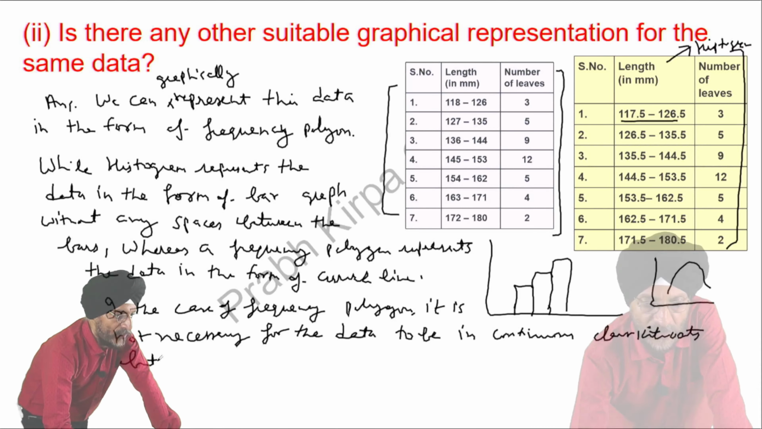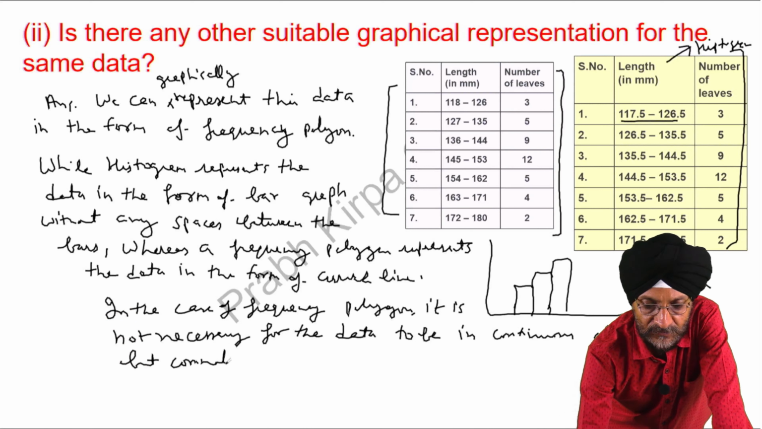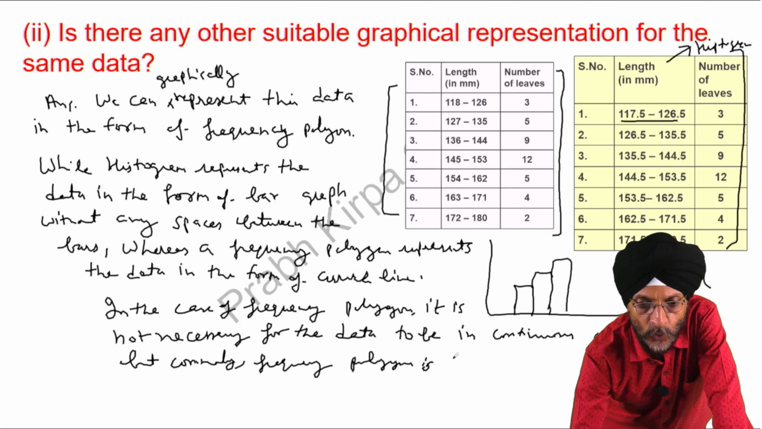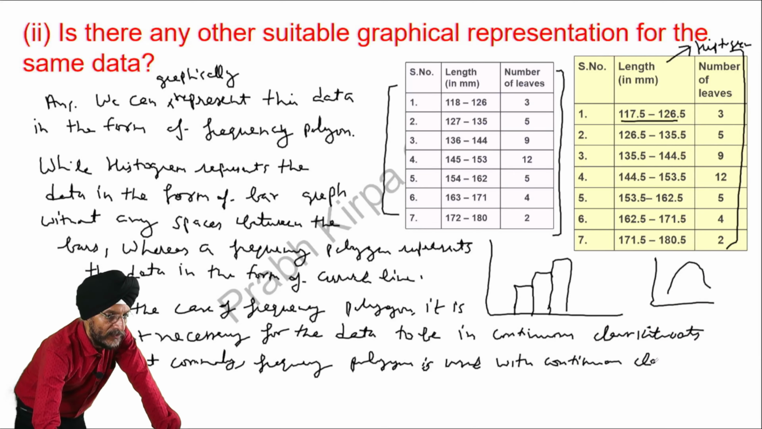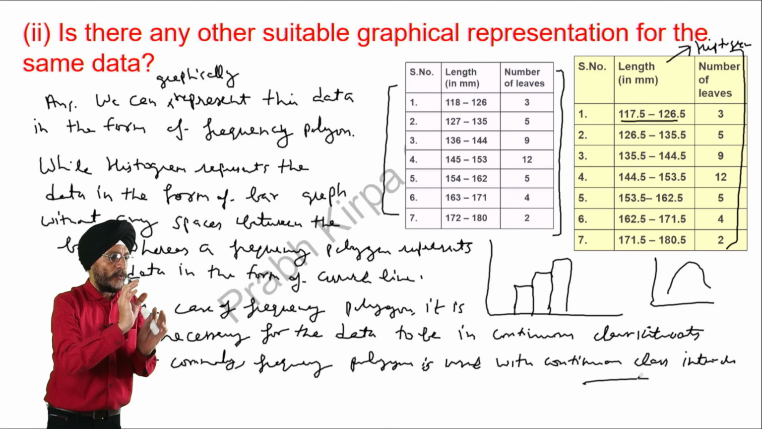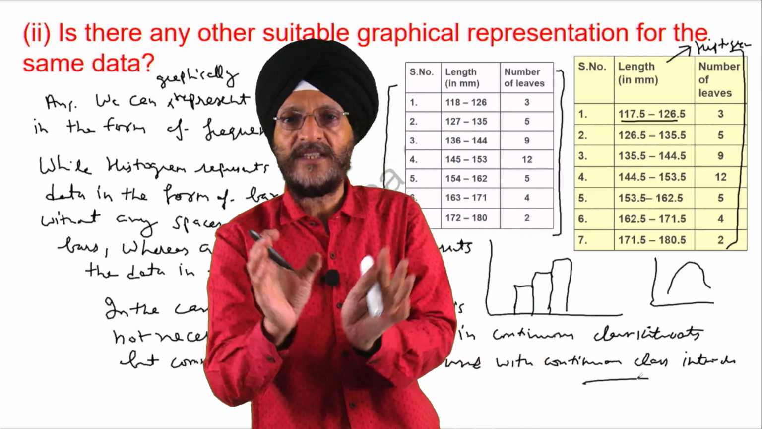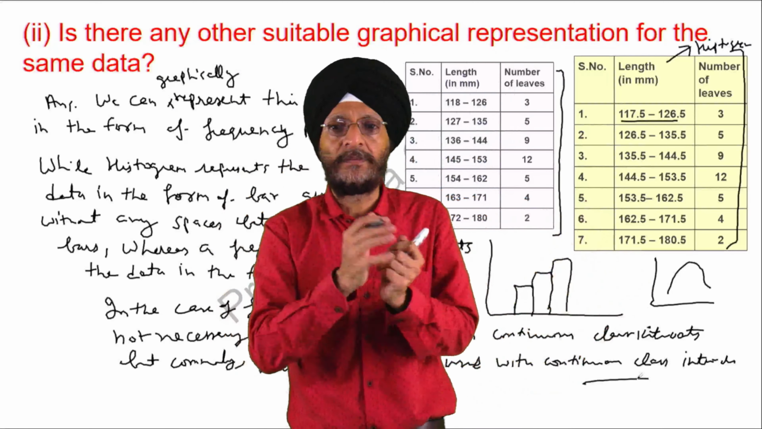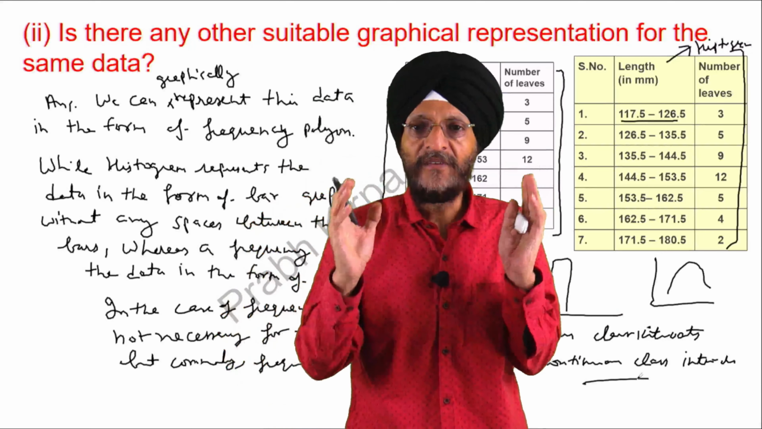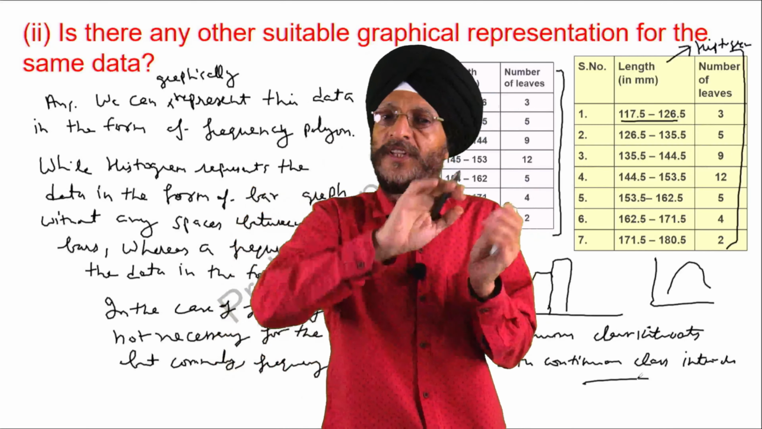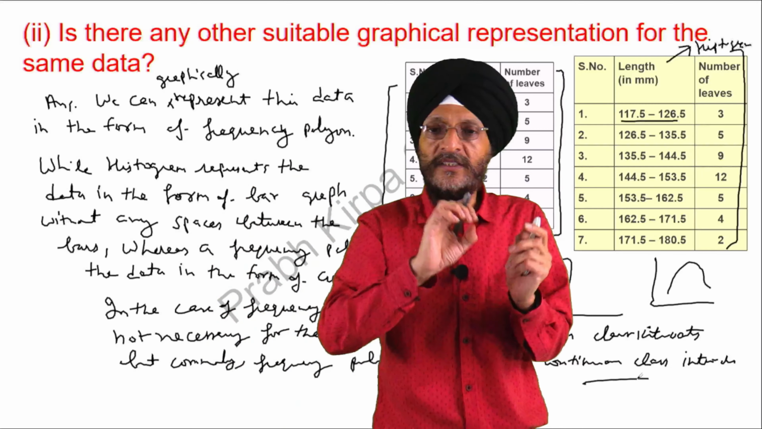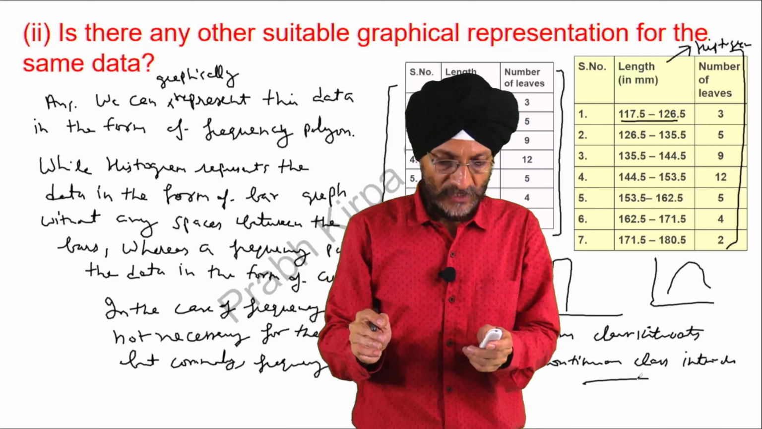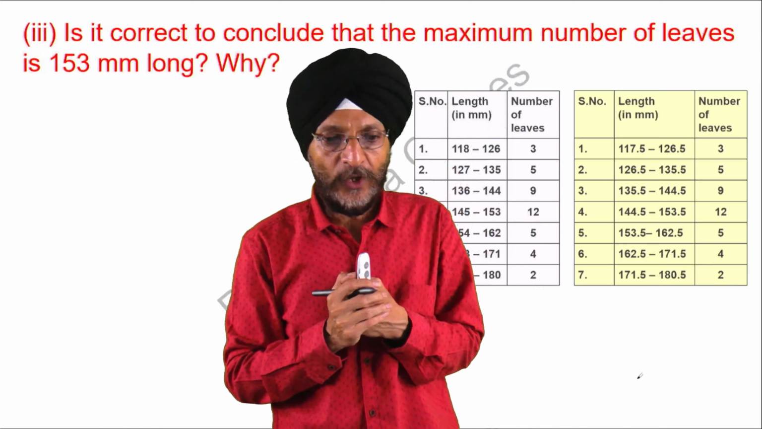But usually or commonly, a frequency polygon is used with continuous class intervals. That is, though our question was only restricted to this point, that we can graphically represent this data in the form of a frequency polygon, we have also understood various other aspects: the difference between frequency polygon and histogram, and whether the histogram requires continuous or discontinuous class intervals. We have also understood whether the frequency polygon requires the data to be in the form of continuous class intervals.